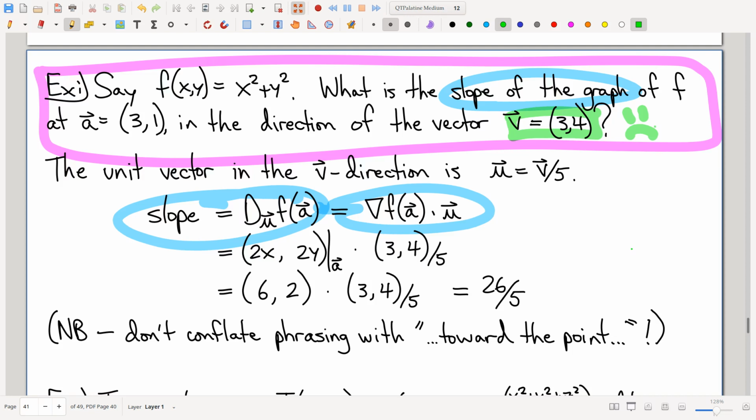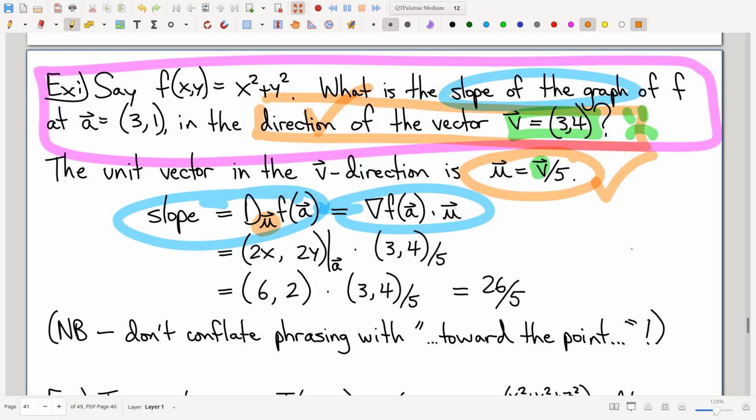Okay, but notice the question actually said the direction of that vector. The direction that vector (3, 4) points, yeah, I can totally write that down. The direction it points is what I get when I take my non-unit vector and divide it by its own magnitude. That is now a unit vector, and it points in exactly the direction of the vector that I was supposed to use to define my direction. So that could be my u, goes there, and we're in business. Is everybody happy?